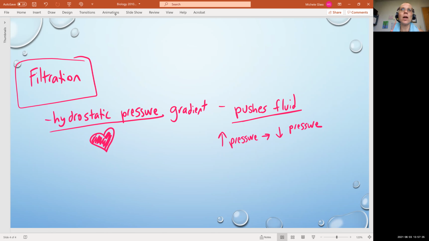So this is an idea that will come up pretty heavily when we study the cardiovascular system and urinary system in the future. All right, up next, active transport.